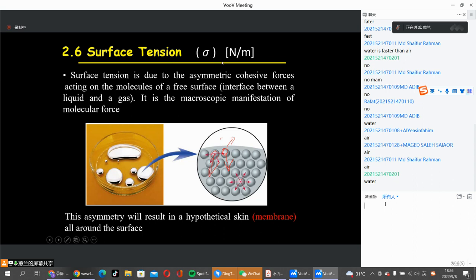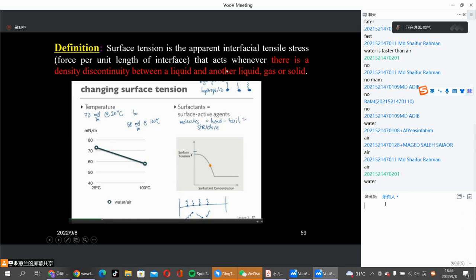For surface tension, we use sigma, and it is the surface tension force per length. Surface tension is actually force per length, so its unit is Newton per meter. Wherever there is a density discontinuity between a liquid and another liquid, gas, or solid, there will be a surface tension force.